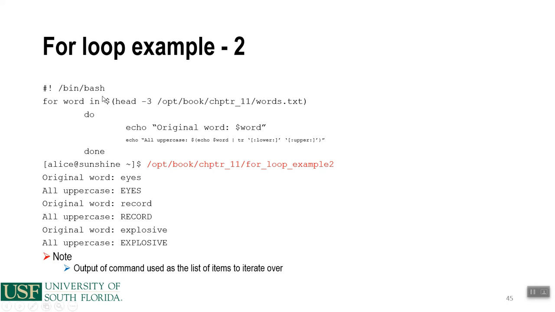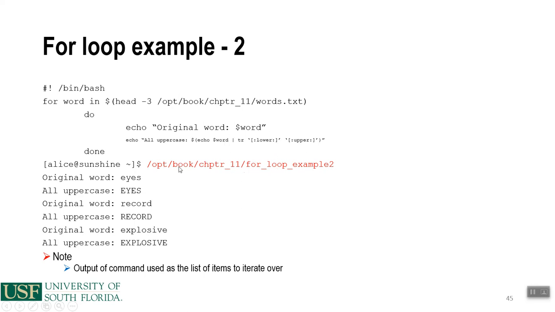Another example is: for word in a particular text file, do this particular task. You can echo the original word and assign it. There will be multiple words in this text file, so you can print each one out. Then you can echo it in all uppercase, and it will make sure that all of the words that were lowercase become uppercase.